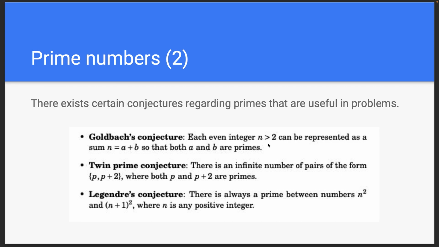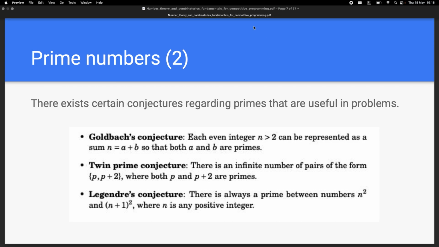And since the sum of two odd numbers is always even, given this conjecture, we can solve certain problems where maybe we have to actually find this. In my experience, it happens sometimes that in certain problems this has actually been useful.